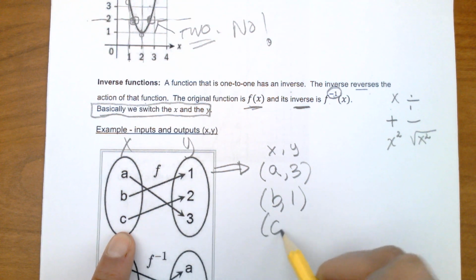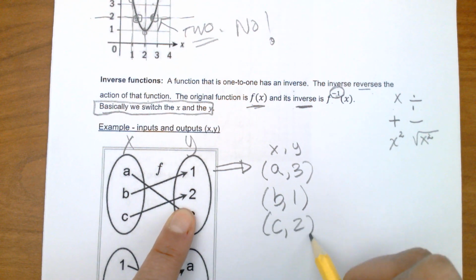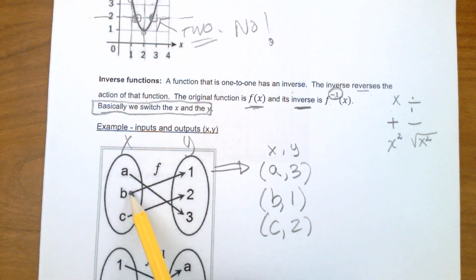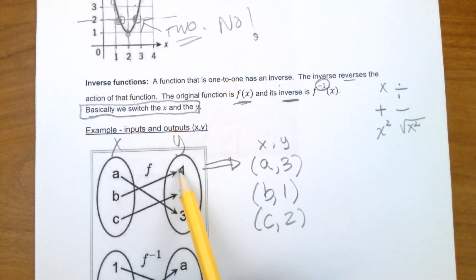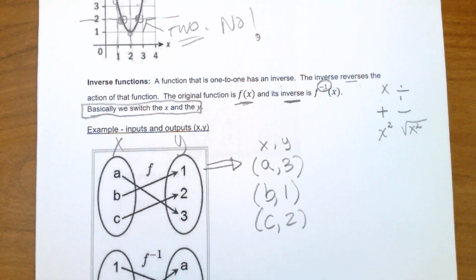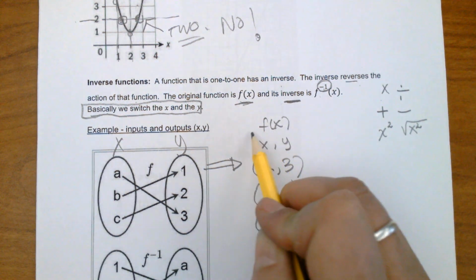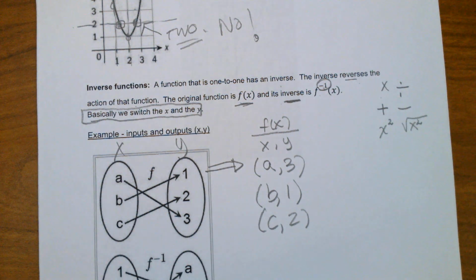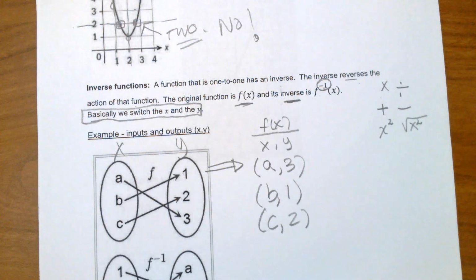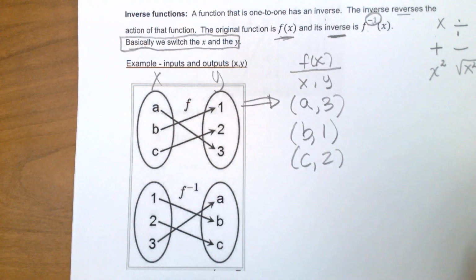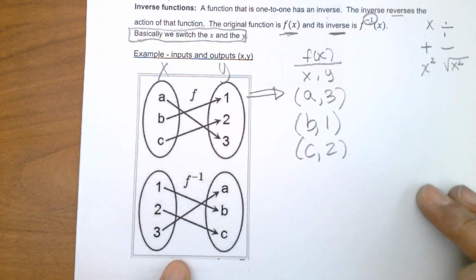What's next? C. Who does that go to? 2. So this is 1 to 1. We have one arrow here, we have one arrow here. It is 1 to 1. So this is the original function, f of x. What happens when we take the inverse of that original function? So let's look. This is our inverse here.